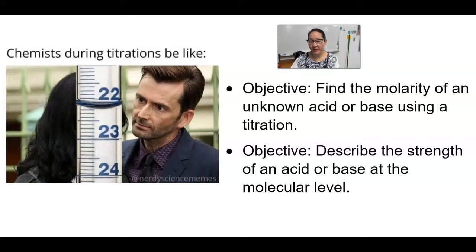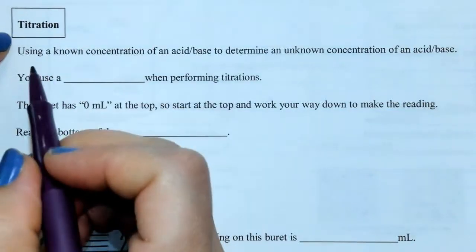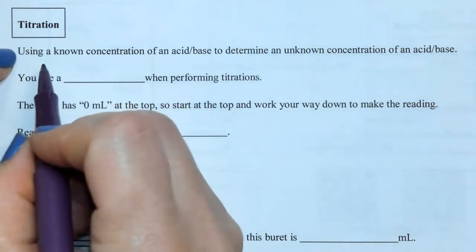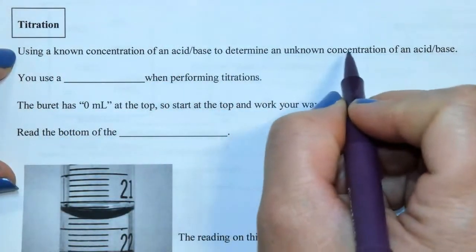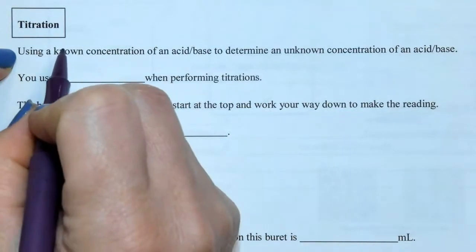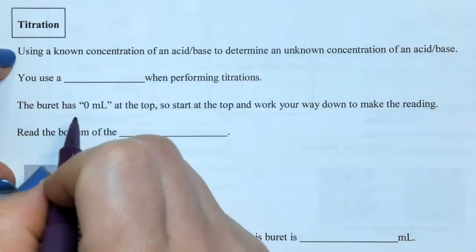The objectives for this video are to find the molarity of an unknown acid or base using a titration and describe the strength of an acid based on the molecular level. So a titration is a process used to determine the unknown concentration of an acid or base if you have a known concentration of an acid or a base.